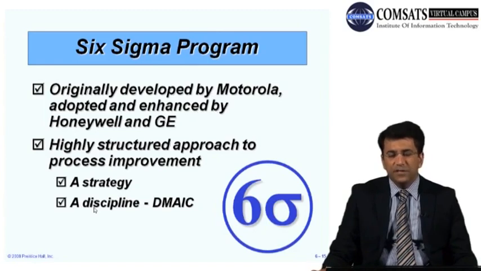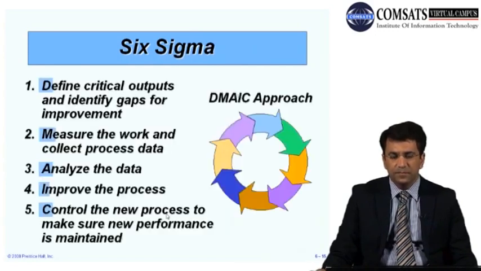Another concept related to Six Sigma is DMAIC, that is define, measure, analyze, improve and control. Again, this concept is related to Six Sigma. What is this DMAIC approach? It has 5 steps, the first being to define the critical outputs and identify the gap for improvement.